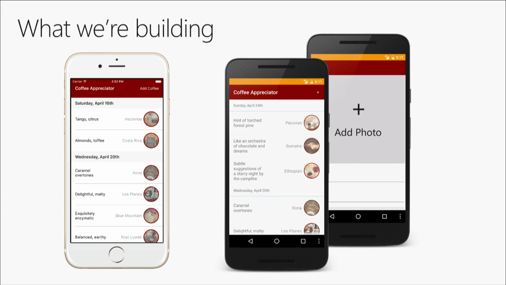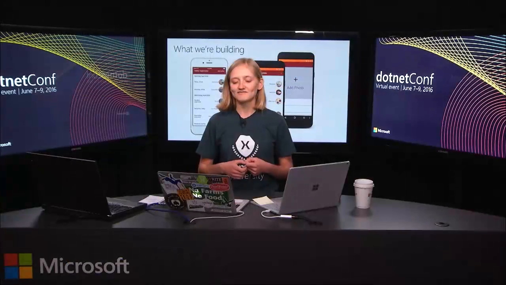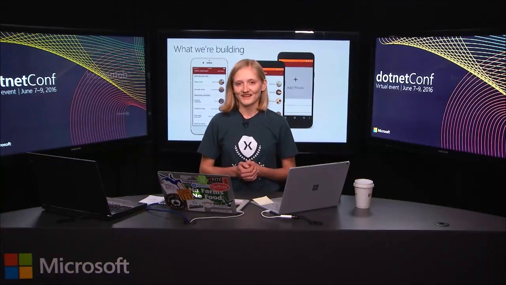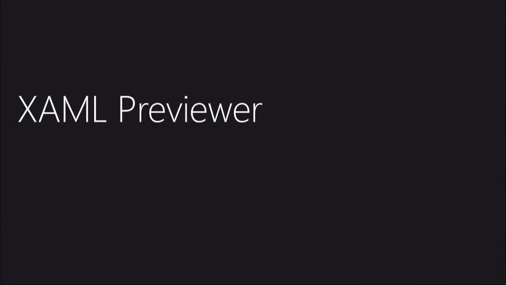The first one is a list of coffees. You've probably seen this page out of Evolve. And the other is just a simple page that lets you add a photo and some information about the coffee that you're drinking at the time. All right. Enough slides. Let's write some XAML.